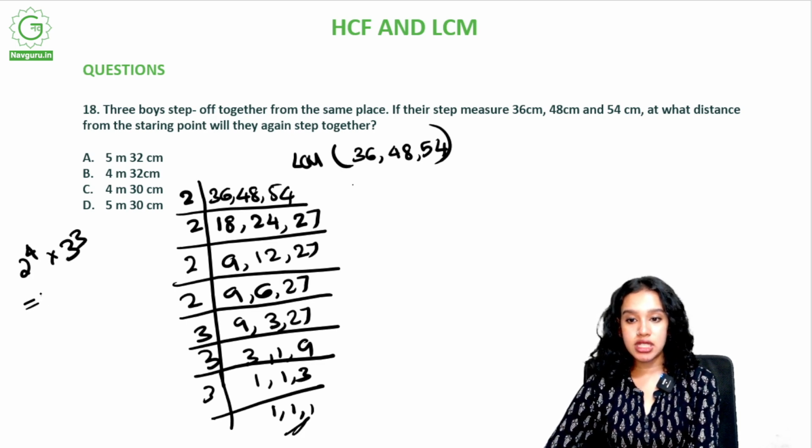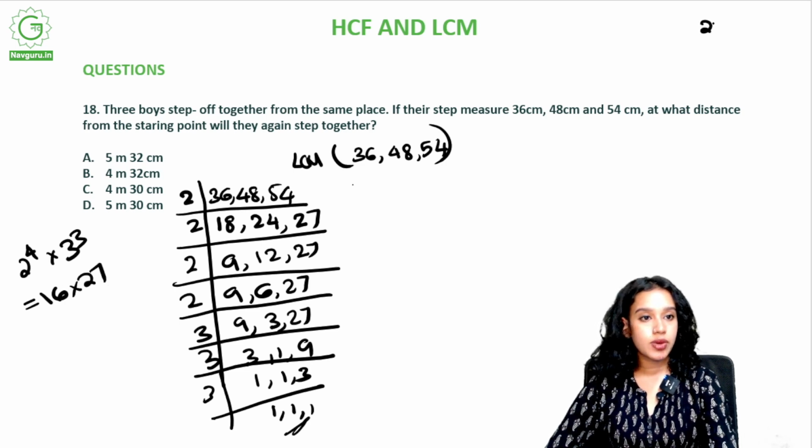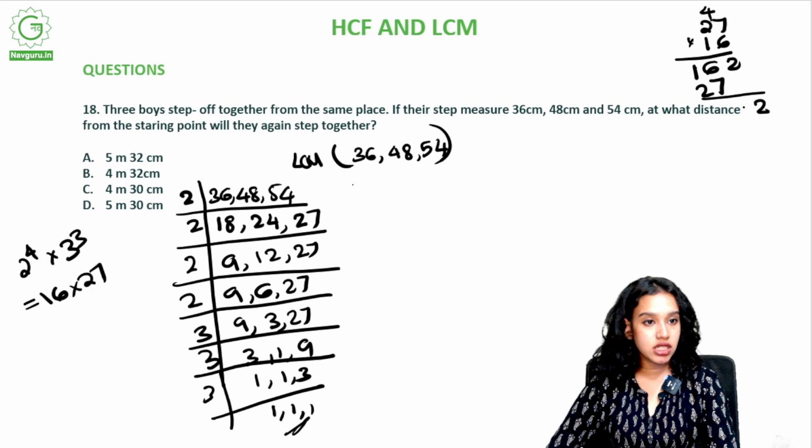2 raised to 4 is 16 and 3 raised to 3 is 27. So we'll find 27 into 16. 6 sevens are 42, 6 twos are 12, 12 plus 4 is 16. Now 1 seven is 7, 1 two is 2. We have 2, 6 plus 7 is 13. Now we have 2 plus 2 is 4.